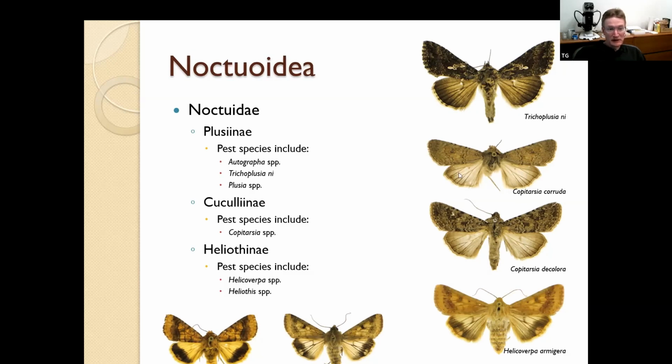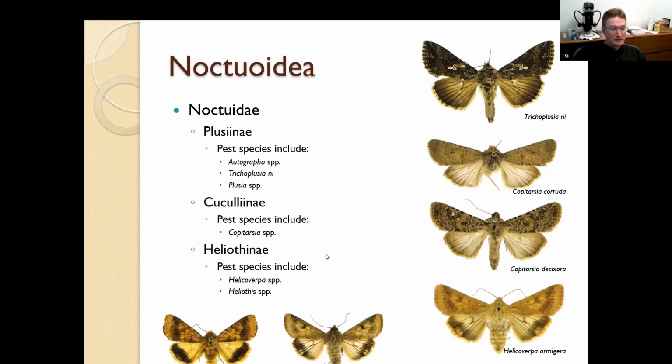Copitarsia is another large group of pests. This is in its own subfamily here. I don't think that these are too common in the Caribbean, but they're definitely common within South America and Mexico and some other regions like that.